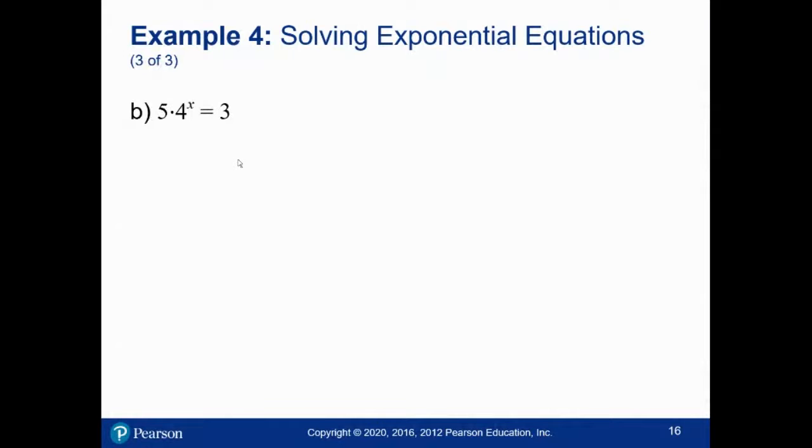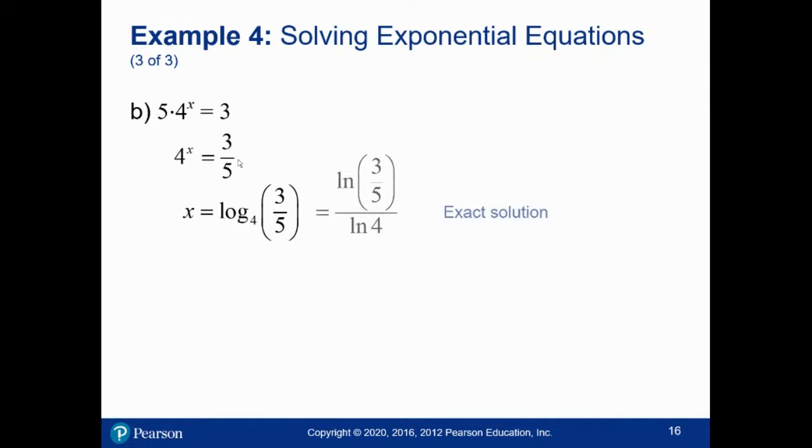Okay, so this other one was 5 times 4 to the x equals 3. It's very similar, except you can't just start by converting into a logarithmic expression. We need to start by dividing by 5. Now I can convert it into a log. X is the log base 4 of 3/5. As an exact answer, you're done. But if you wanted to change base to base e, you could write it like this.